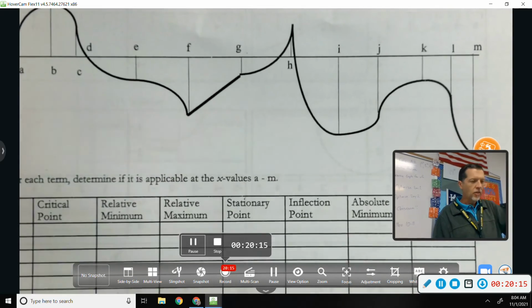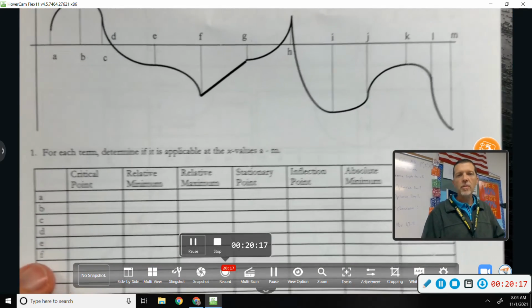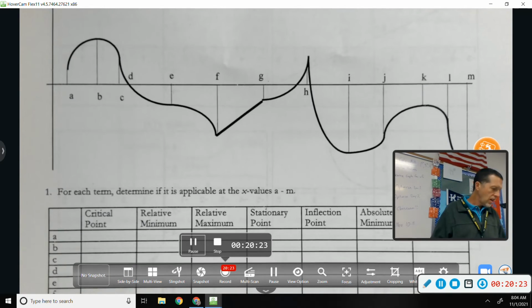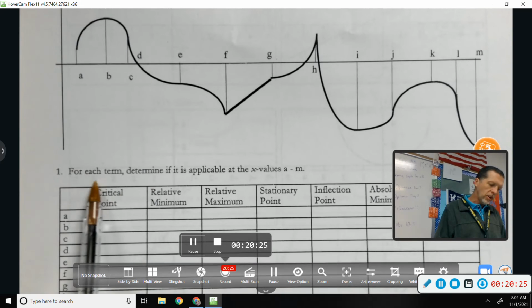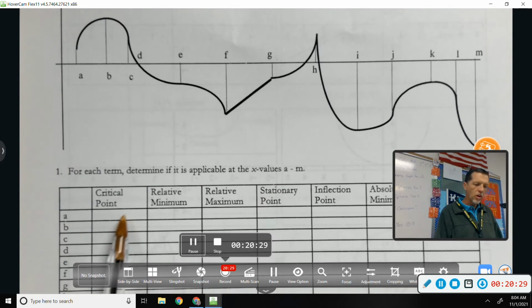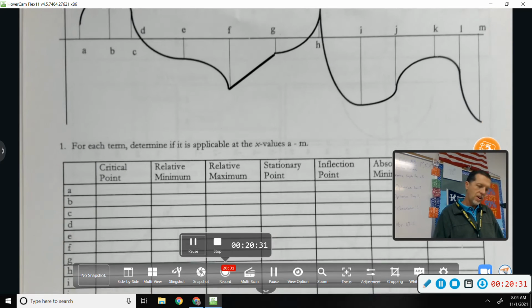All right, this graph looks terrible, but it's really not that bad. We've done something kind of like this where I gave you a whole bunch of points and you had to answer about them. For each term, determine if it's applicable at the x values a through m. So all we're going to do is put a check mark there.